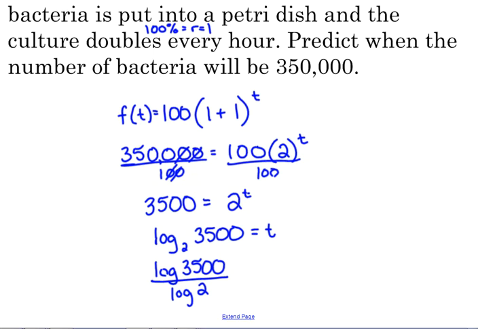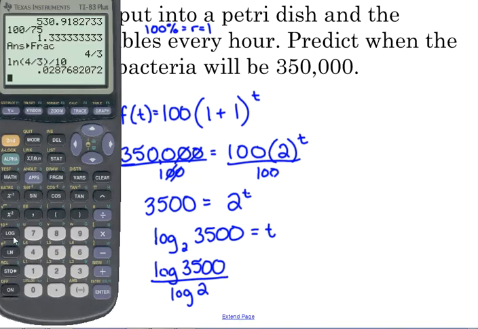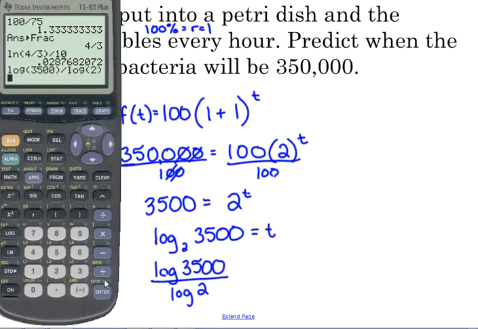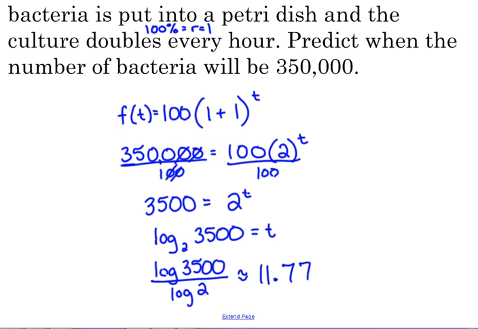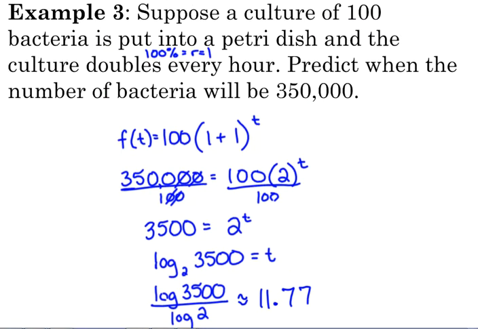So we have to use change of base to get this value out of our calculator. So the log of 3,500 divided by the log of the base, which is 2. So that's approximately 11.77. What's our units here? Hours. That's kind of scary. We start with 100 bacteria, they double every hour, and after not even 12 hours, there's 350,000 bacteria.